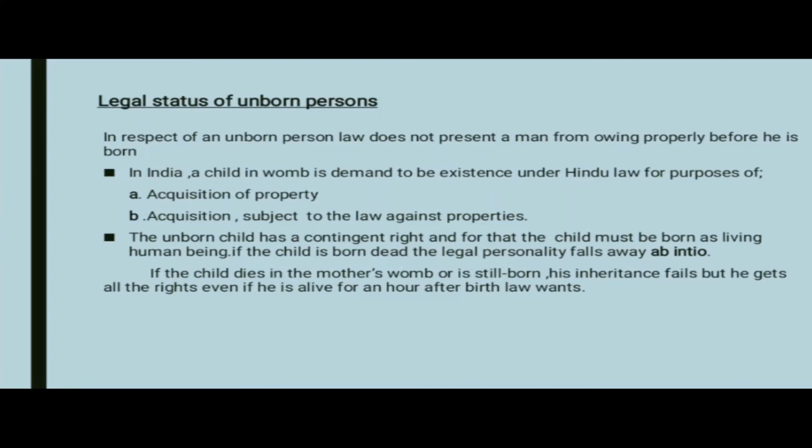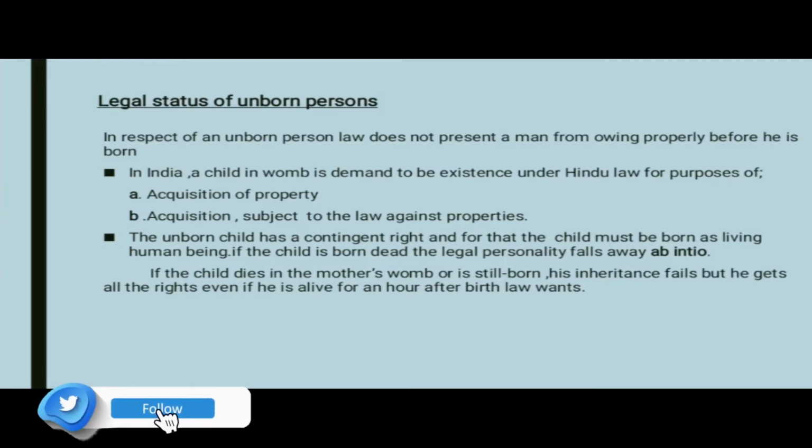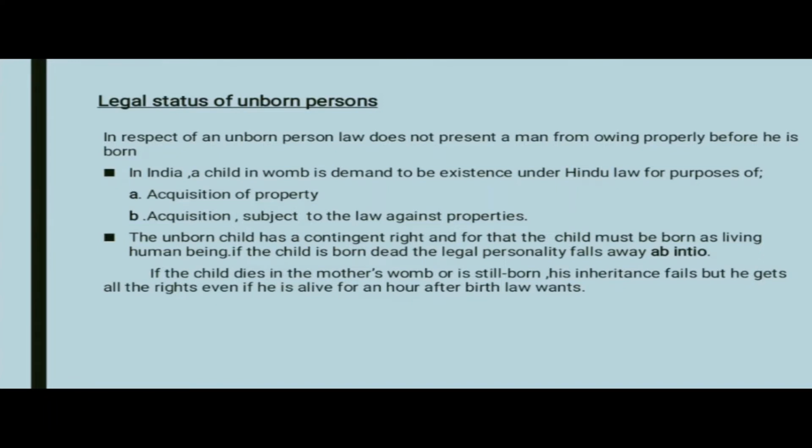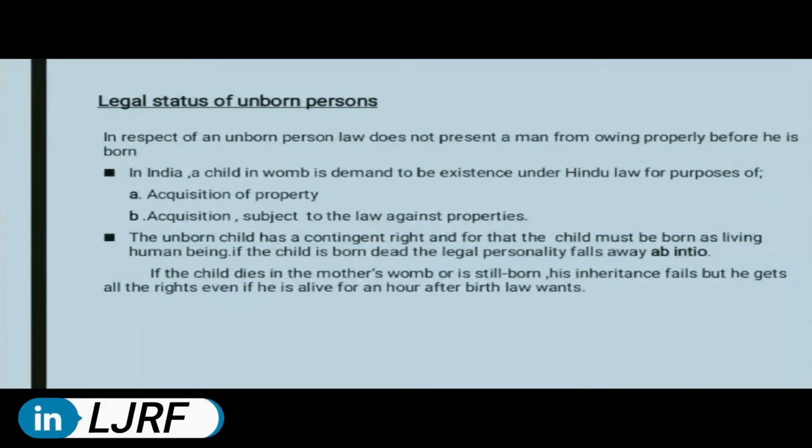The unborn child has a contingent right, and for that, the child must be born as a live human being. If the child is born dead, the legal personality falls away ab initio. If an unborn person has the right to acquire property, he must satisfy one condition: that he must be born alive. Otherwise, if he is born dead, the legal personality falls away ab initio.